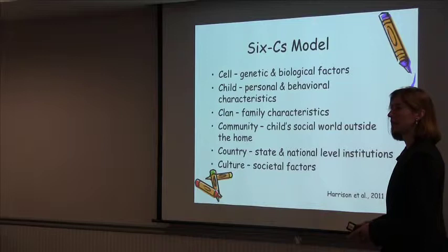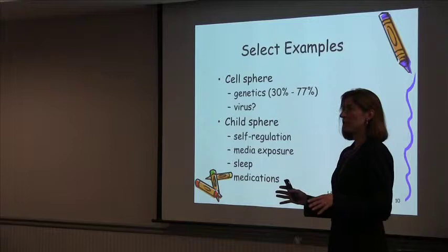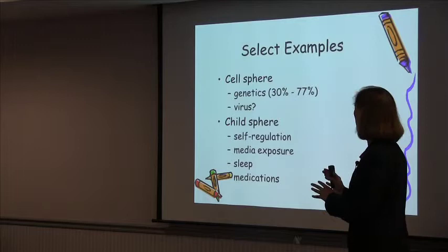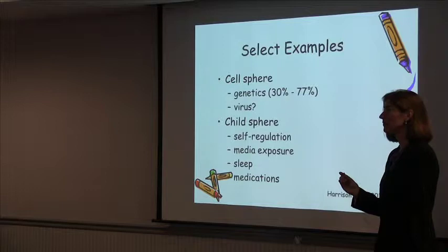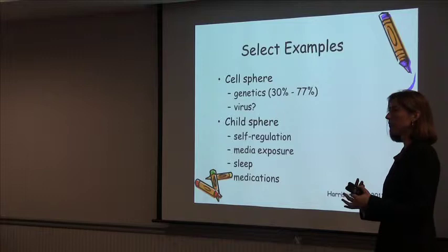So just to give you a few select examples, I could probably spend a couple of hours talking just about comorbidities and etiology, so I may not cover everything with which you're familiar. At the cellular sphere, genetics contribute anywhere between 30% and 77% of our weight. Also, they control things such as areas of fat deposition, the nature and type of fat, brown fat, white fat. Also, we have the role of different viruses.